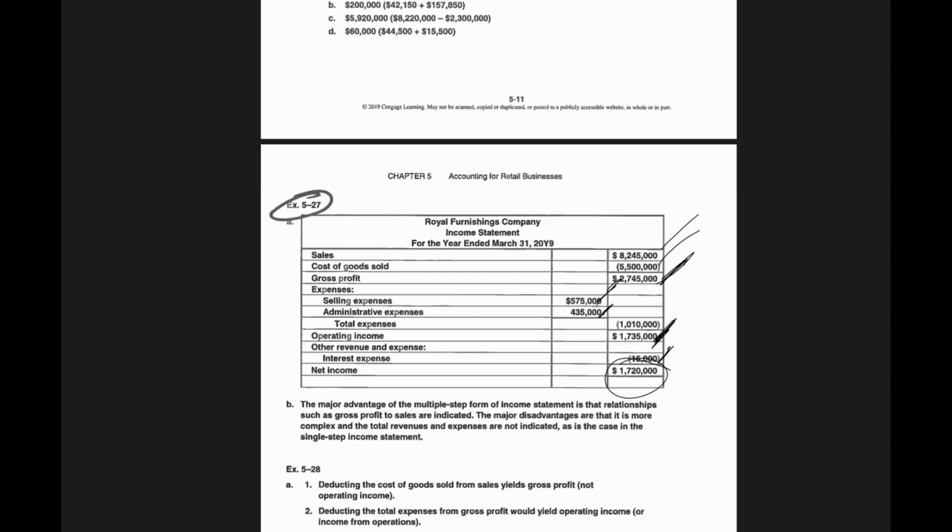What is the major advantage or disadvantage of multiple or single step? Well, the major advantage is right here. It tells you what your gross profit is. Because sales, we can easily identify, but we want to know what are we incurring in cost for those items that we are recording in sales. So by doing so, we get a number here, and in this case, it's 2.745 million.